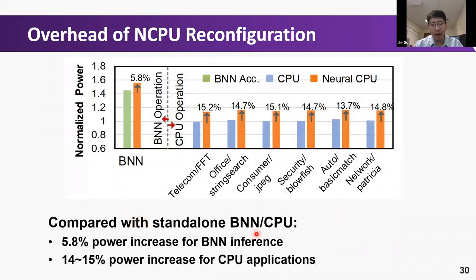And then in terms of power, in the BN mode inference job, our power increases about 5.8%. Again, this is a small increase. But in the CPU mode, our power increases by 14 to 15%. This is mainly because the CPU is still relatively smaller than the accelerator, and by adding those logic, we still have to pay some overhead. Okay, so that is the area, speed and power overhead.